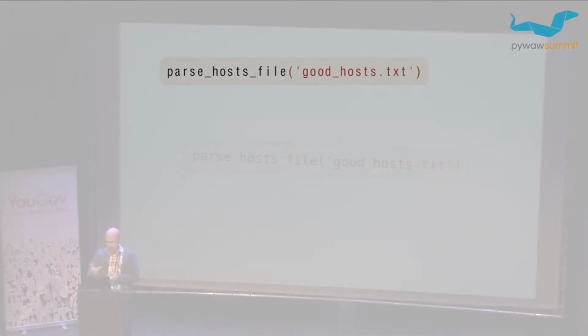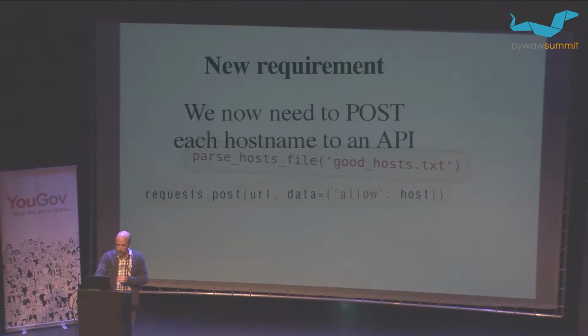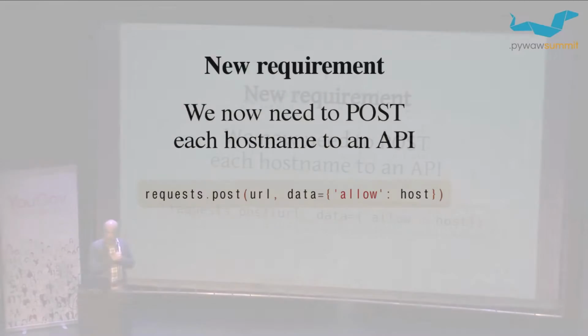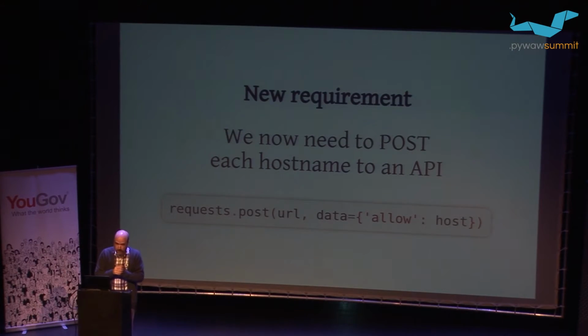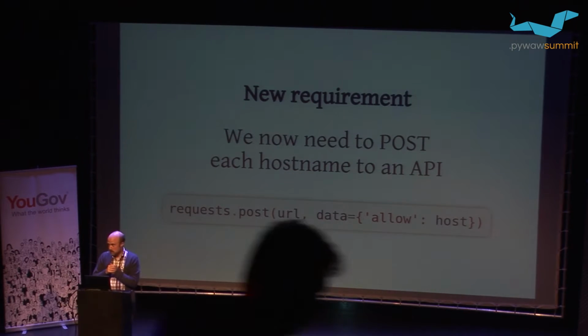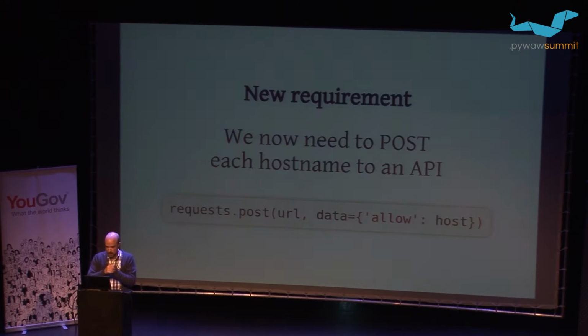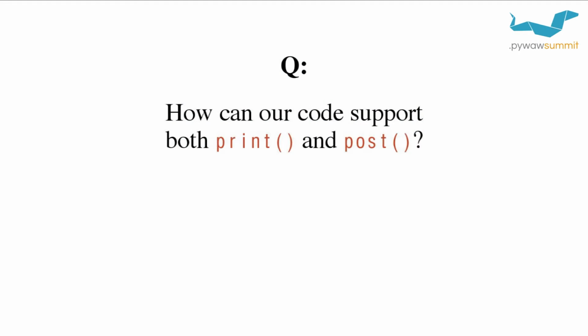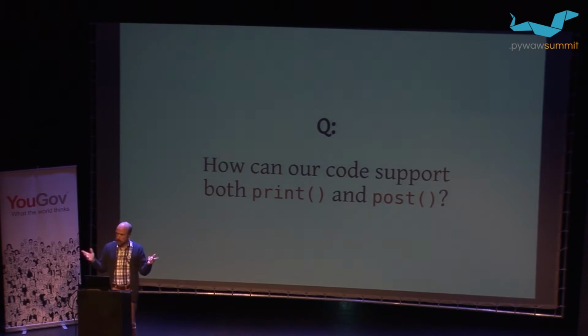I could invoke it with a file name, and the hosts would print to the screen, and all would be well until my project lead gives me a new requirement. We are no longer just wanting to read these host files in and print them out for the use of other tools. We now need to do a post, maybe with the requests library, in order to configure some device and tell it about each of these host names. All right, obviously something's going to have to happen because the routine as I wrote it prints. It doesn't call requests.post. How can our code support both print and post from a single routine?